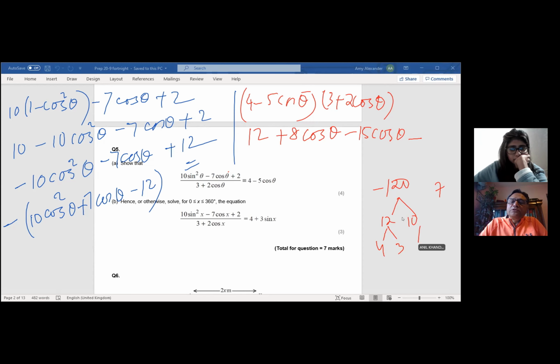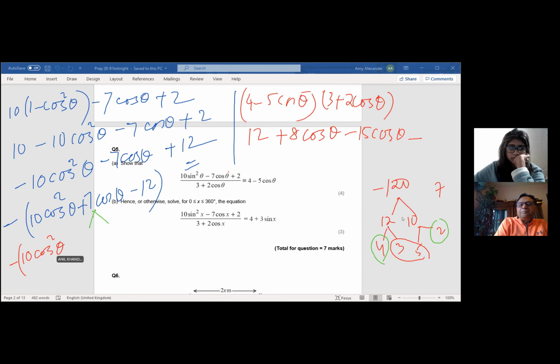So what we do is you can just factor these. Oh, okay. So 15 and 8. Do you see this? 15 and 8? So without calculator, we'll split this into two numbers, which are 15 and 8. You get the idea? So we'll write this as minus 10 cos squared theta plus 15 cos theta minus 8 cos theta plus 12, correct?